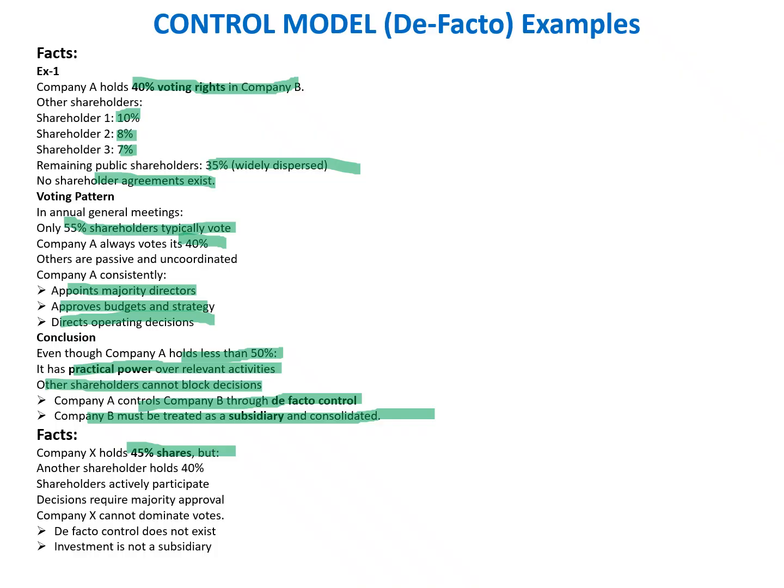Company X holds 45% shares, but another shareholder holds 40%. Shareholders actively participate, and decisions require majority approval. Company X cannot dominate the votes. So de facto control does not exist. The investment is not a subsidiary.